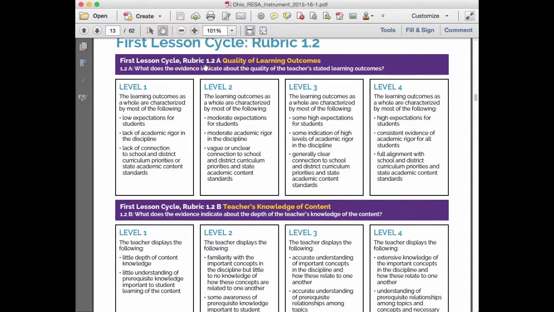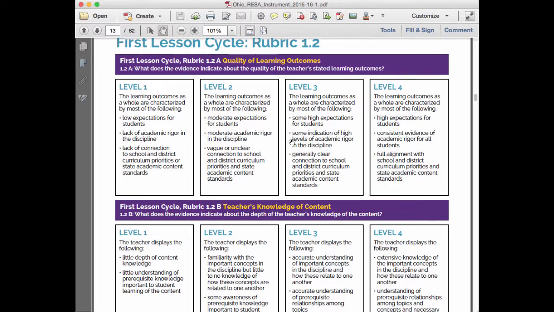So with Quality Rubric 1.2a, which is the quality of your learning outcomes, the very first bullet point, you see a difference. For level 3, some high expectations for students, but level 4 is high expectation for students. That means in every single instance that you provide them, you have high expectations.